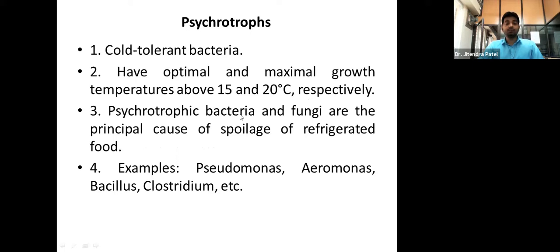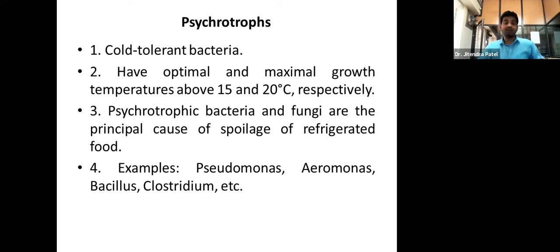So then psychrotrophic bacteria and the fungi are the principal cause of spoilage of refrigerated food because of this temperature. Cold tolerant bacteria, in the first line only it has been told, the cold tolerant. So if you are keeping your food or anything in the fridge, even though it is getting spoiled, that is because of these psychrotrophic bacteria.